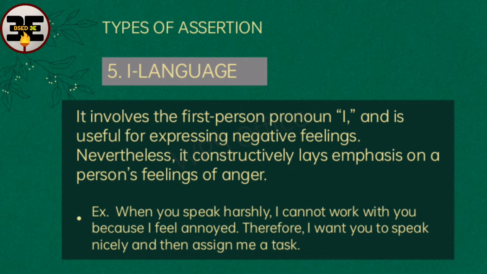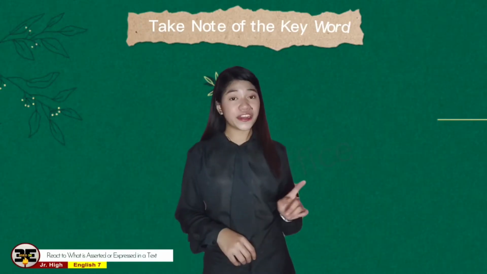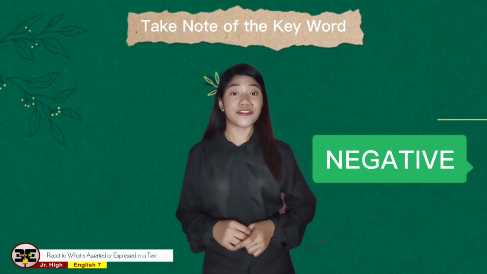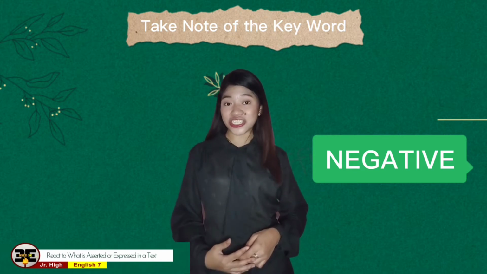The fifth type is called I language. It involves the first person pronoun I and is useful for expressing negative feelings. Nevertheless, it constructively lays emphasis on a person's feeling of anger. For example, when you speak harshly, I cannot work with you because I feel annoyed. Therefore, I want you to speak nicely and then assign me a task. Don't forget that there's a negative feeling involved in I language assertion.